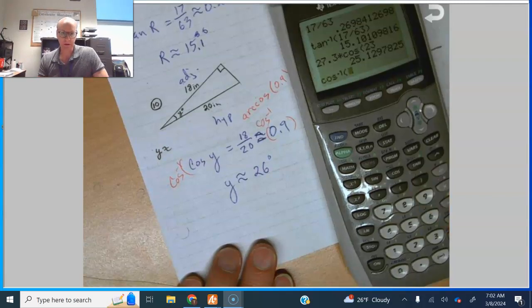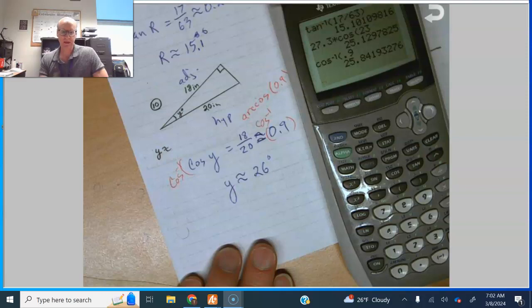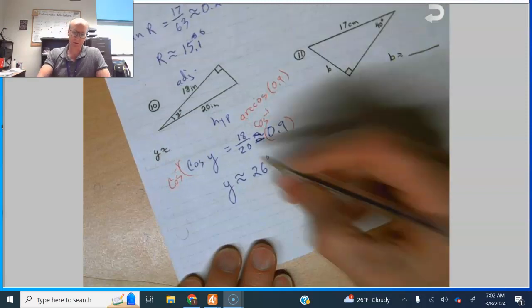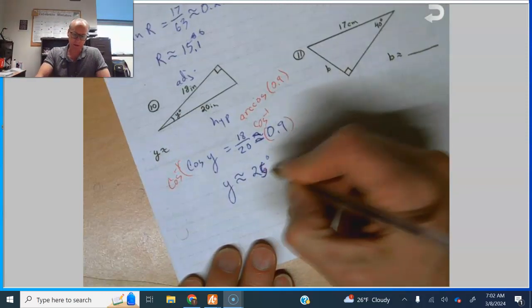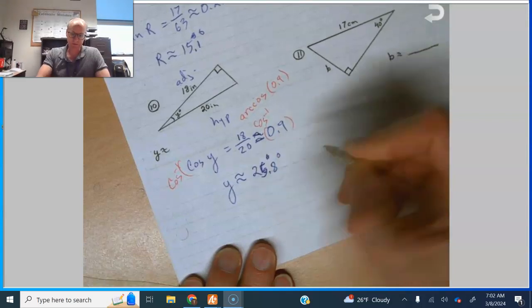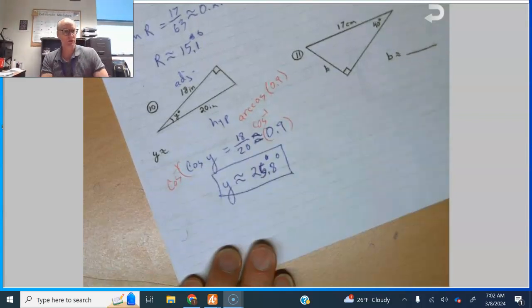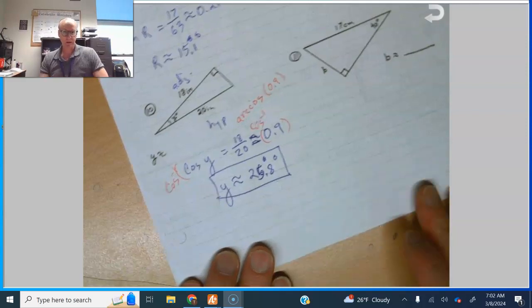Inverse cosine of 0.9. We are looking at 25.8. In case they wanted to round it, if I wanted it a little more accurate. That's the problem with tables, is that you can only get within 1 degree more or less. There you go. Approximately 25.8 degrees.